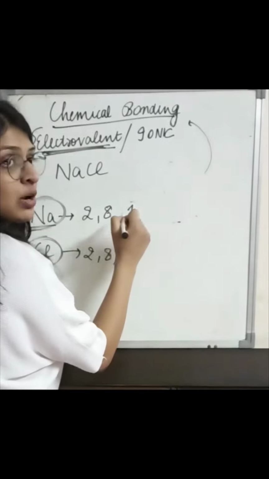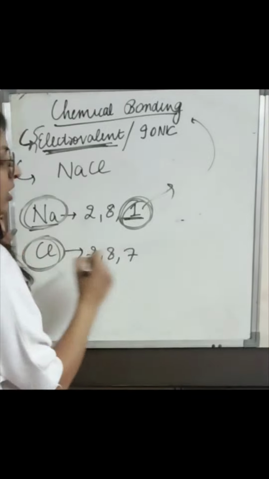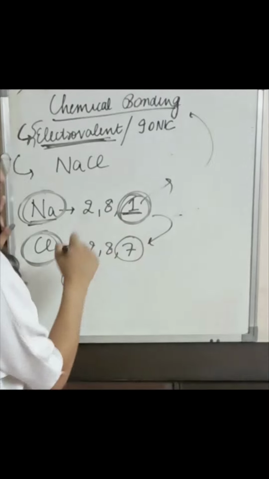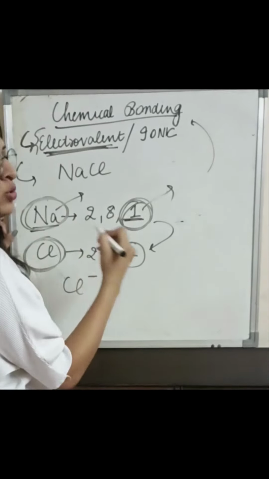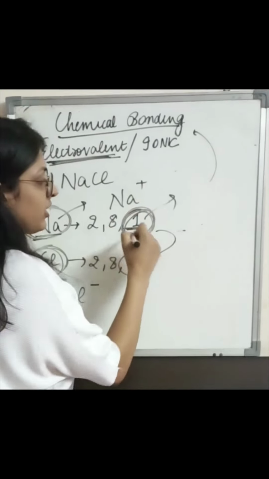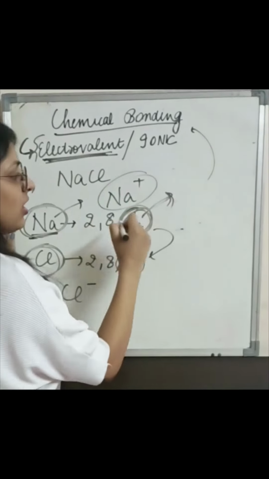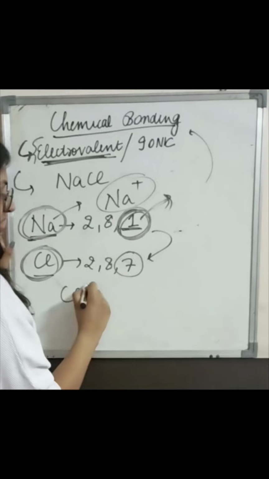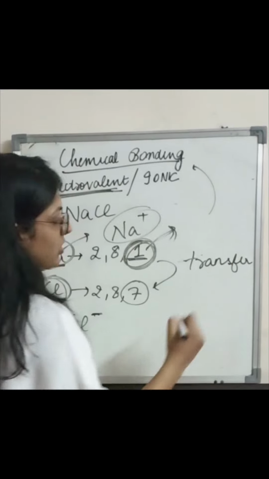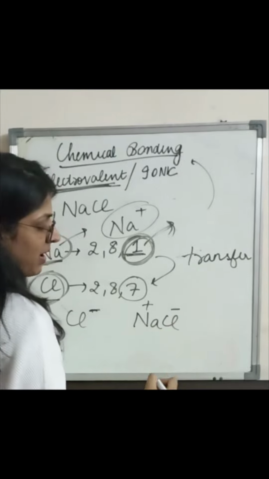Sodium has one electron in its outermost shell, so it has a tendency to lose this electron, whereas chlorine has a tendency to gain one electron, forming Cl minus, and sodium after losing one electron forms Na plus. So we see transfer of electron. This electron is lost from Na forming Na plus, which is gained by Cl, forming Cl minus. So this transfer of electrons occurs in such bonds and the compound formed is NaCl, Na plus and Cl minus.